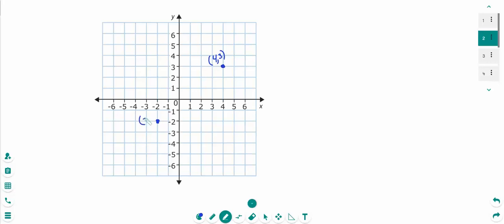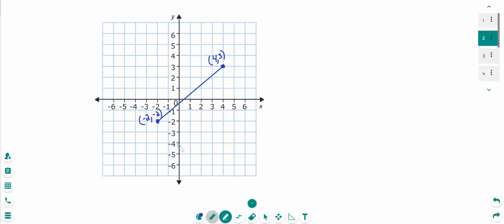Well, it's a -2 for the x, right? And then another -2 for the y. So we have -2, -2. All right. Now let's say that I am interested in finding the length of the line that would connect these 2 points. So I'm asking you, what's the length of this line?